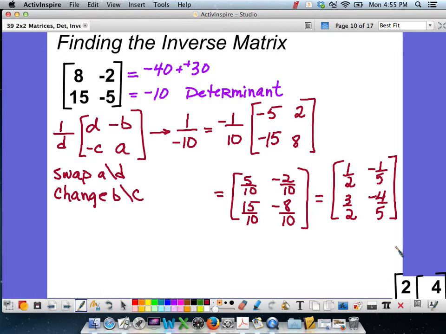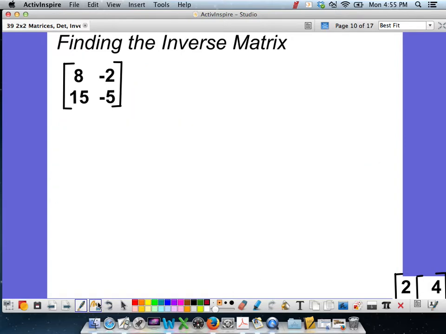So here's my inverse right here for this matrix, 8, negative 2, 5, negative 15. My answer, or my inverse, is this 2 by 2 matrix right here. This is the inverse. So I found my determinant, and then I applied that rule, 1 over the determinant, swap A and D, change the signs of B and C, and I multiplied it in. That's that particular one. I'm going to show you another one.